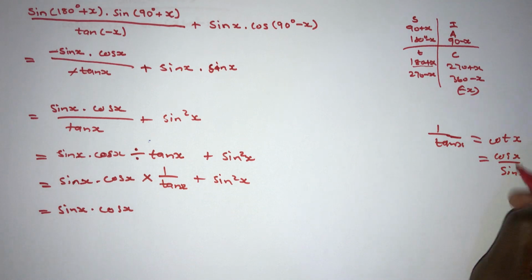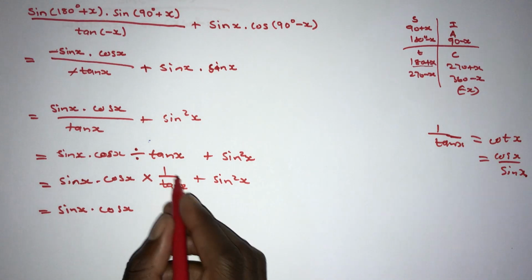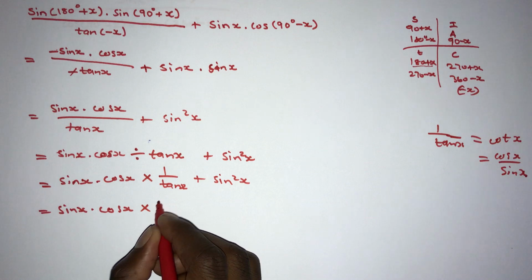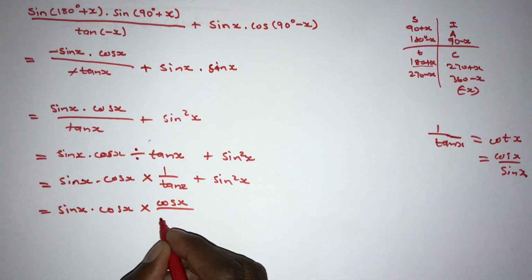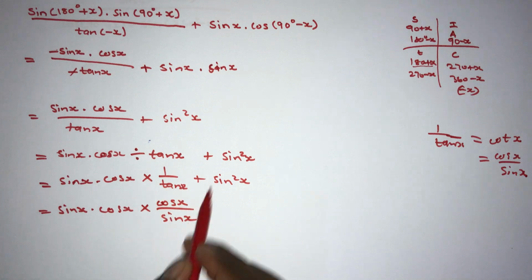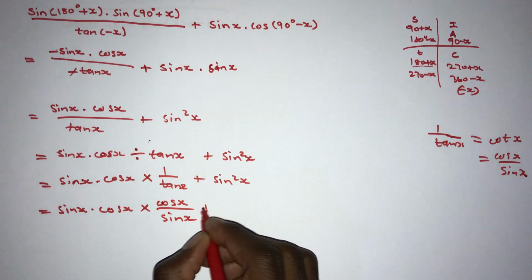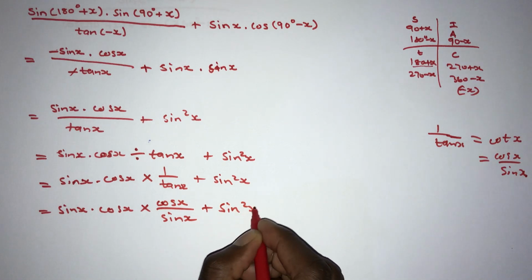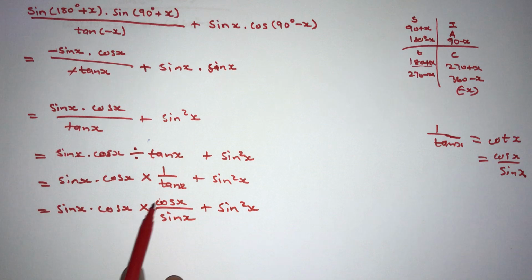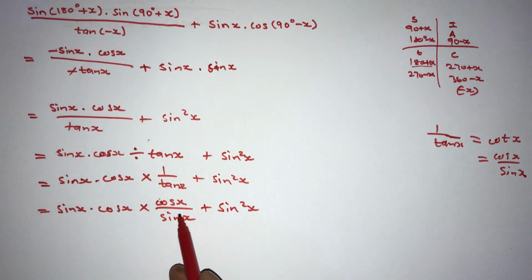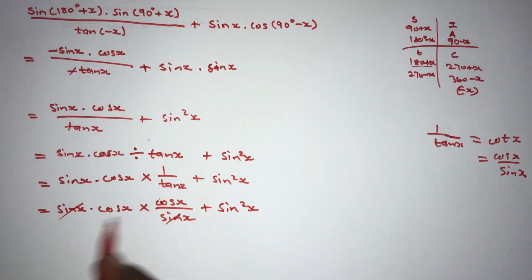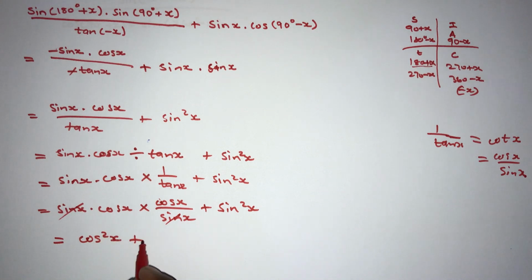Remember this from grade 10. So now that means we're going to have times cos x over sine x, because cot is the reciprocal of tan, which is 1 over tan, and 1 over tan is cos over sine. So plus sine squared x. Since it's multiplication and division, this sine will cancel this sine. So now we're left with cos x times cos x, which is cos squared x, plus sine squared x.